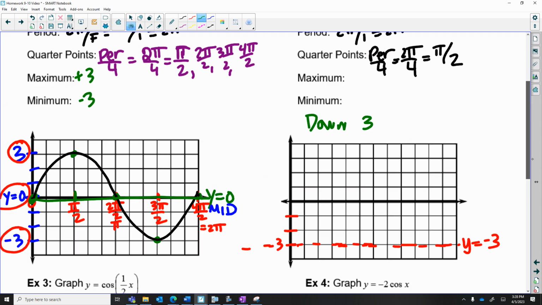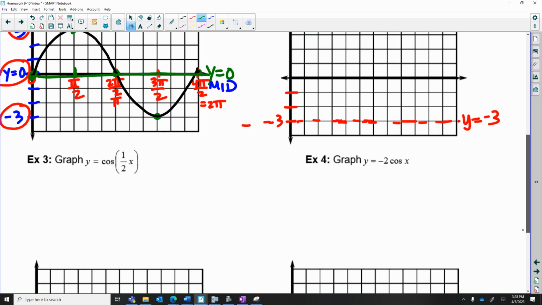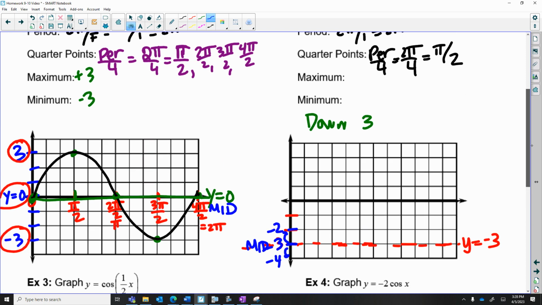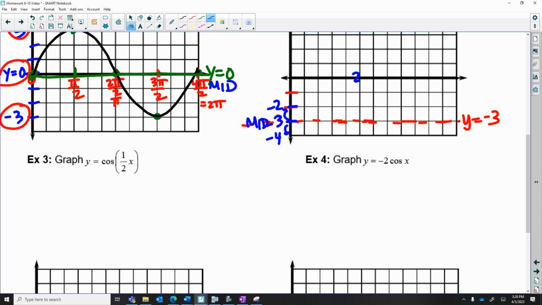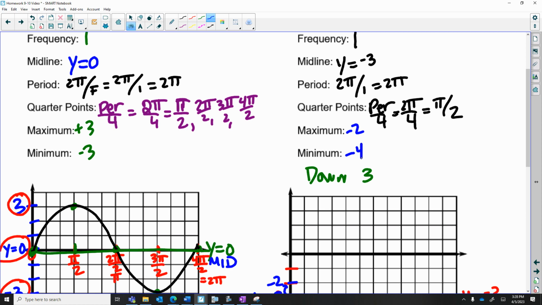Now, the amplitude was 1. So the 1 tells me I'm going to go up and down 1 unit up and 1 unit down from my midline. 1 unit up from my midline is 4. 1 unit down from my midline is, oh my goodness, I'm wrong. Sorry, I'm at negative 3. 1 unit up is negative 2, and 1 unit down is negative 4. So my maximum is negative 2, and my minimum is negative 4. Negative 2, negative 4. Okay?